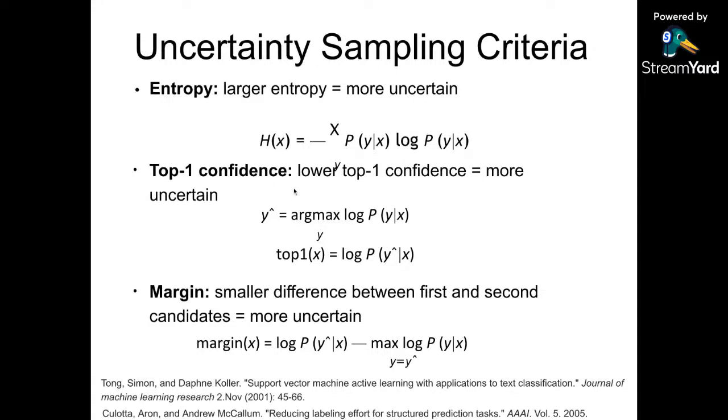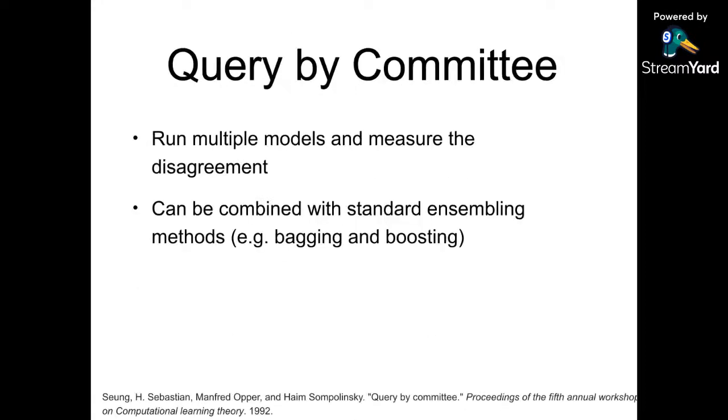Top one confidence is the probability of the top class; a lower top one confidence means the sample is more uncertain. And here is margin, which we just talked about, between the first and second candidate; a smaller margin also means it is more uncertain. So these are some of the methods that we use for uncertainty sampling.